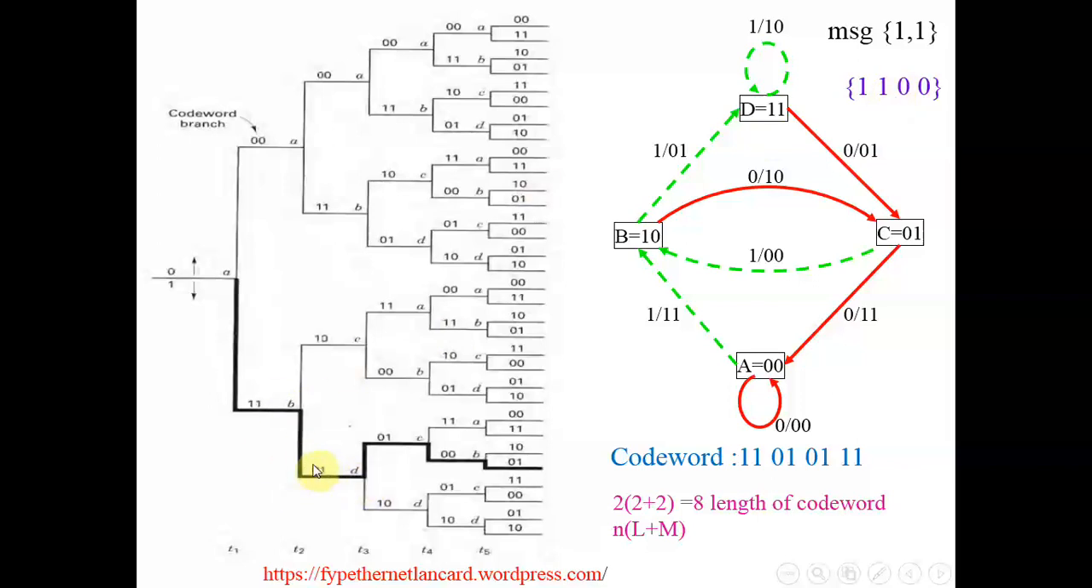My output is 0 1. Now next bit is 0. 0 is the upper branch. I go to C. My output is 0 1. And last is again 0. So again upper branch and you reach A and your output is 1 1.